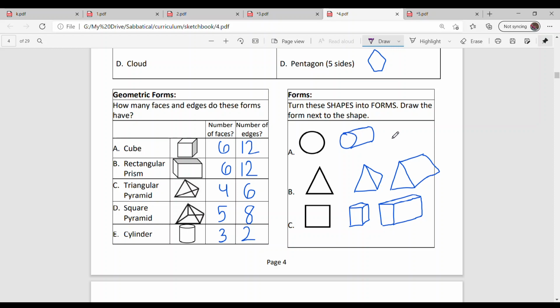And then on this part, I want you to practice drawing your own shapes into forms. So take the circle and either turn it into a sphere or a cone or a cylinder. You can turn your triangle into a triangular pyramid or a triangular prism. A square could get turned into a cube or a rectangular prism. You can even turn it into a rectangular pyramid. There's all different things that you can try with them.